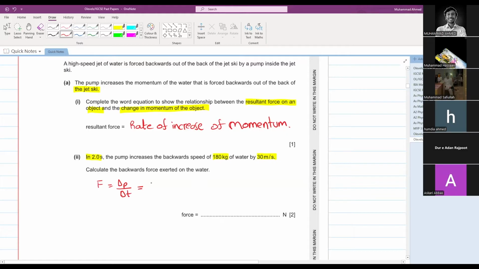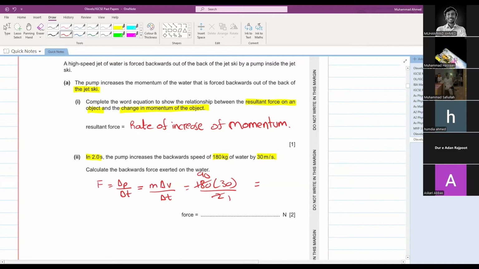So what is your change in momentum? Mass into change in velocity divided by change in time. What is your mass? 180. What is your change in velocity? 30. What is your change in time? 2. This becomes 1. This becomes 90. Can anyone calculate the answer?